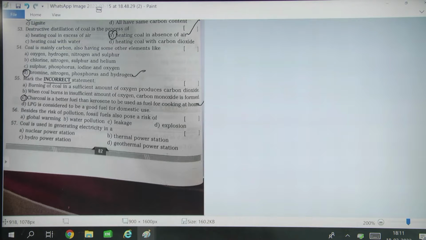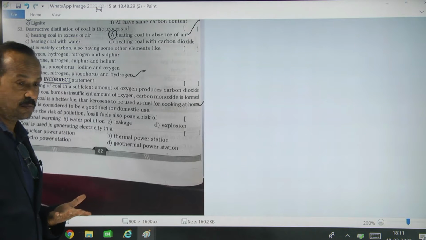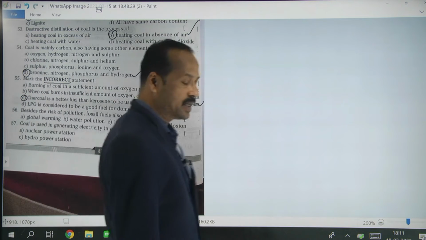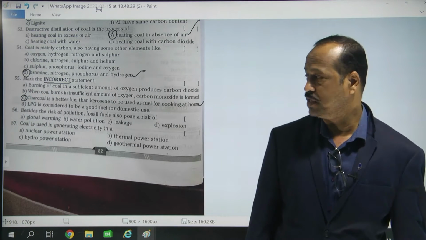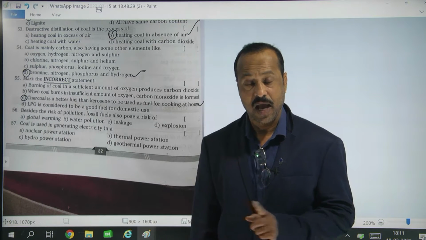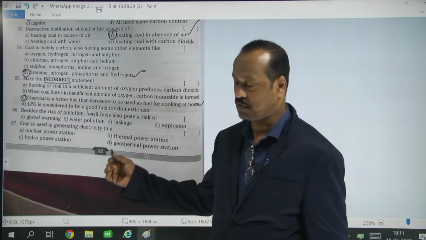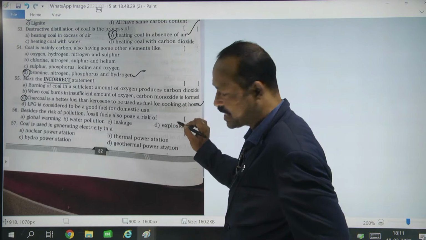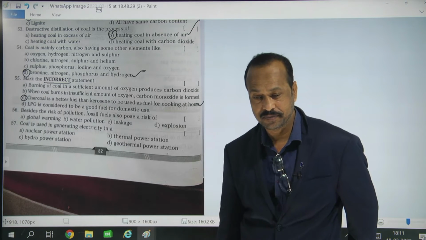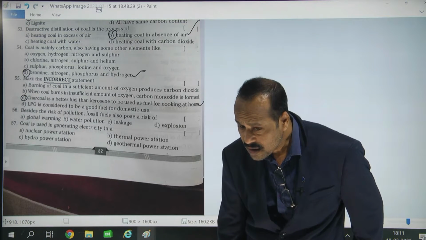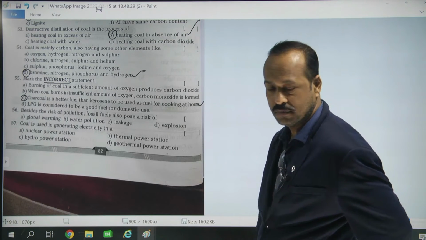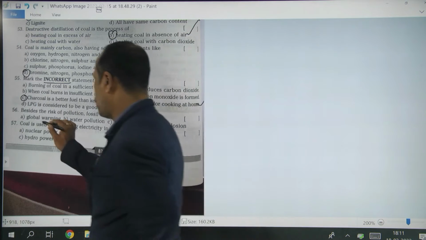Next. Besides the risk of pollution, fossil fuels also pose a risk of... With fossil fuels we have the pollution problem. Along with that, one more problem is there among these four: global warming, water pollution, leakage, explosion. Which one does it cause? It causes global warming.